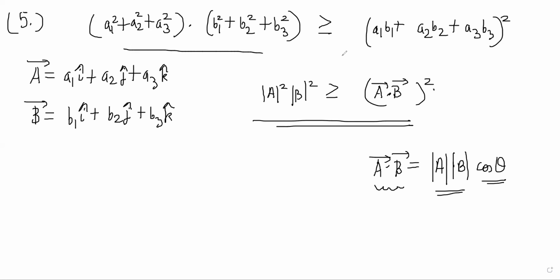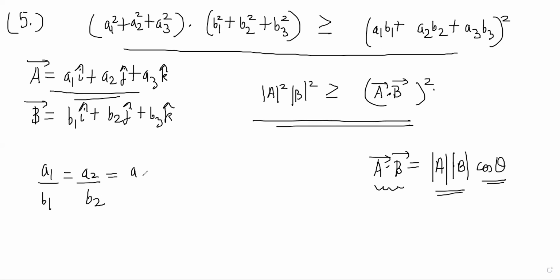When is the equal sign happening here? When the two vectors are parallel to each other, or when you can say that the components are proportional. So A1 by B1 is equal to A2 by B2 is equal to A3 by B3. That is when the inequality becomes an equality.